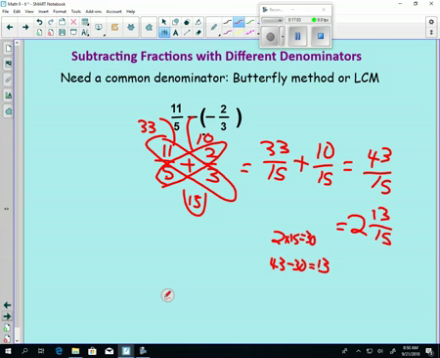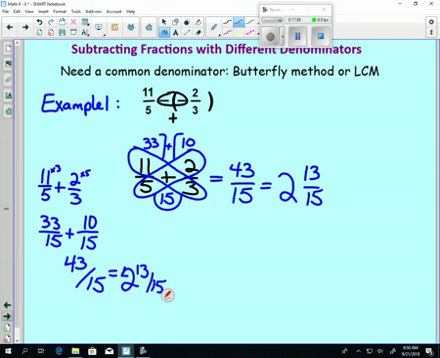So our answer is 2 and 13 over 15. Okay? And there we have it, done by the butterfly method. And here we can also do it by the LCM. Multiplying the bottom by 3 to get to 15 means multiply the top by 3 to get 33. 3 in the bottom multiplied by 5, we get 15. And then 2 times 5 is 10. Add the 2, we get the same thing.